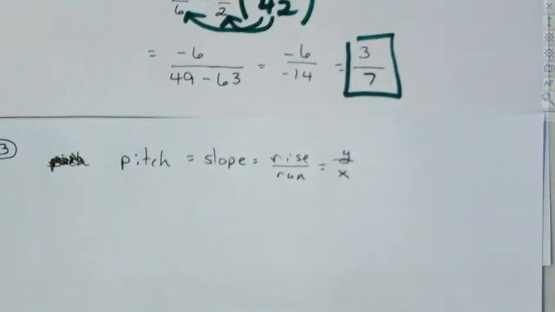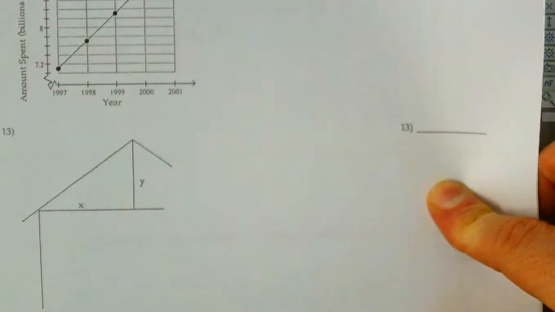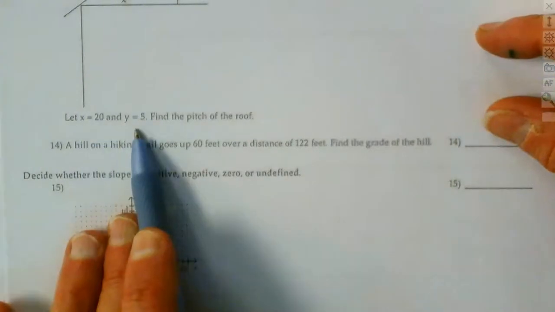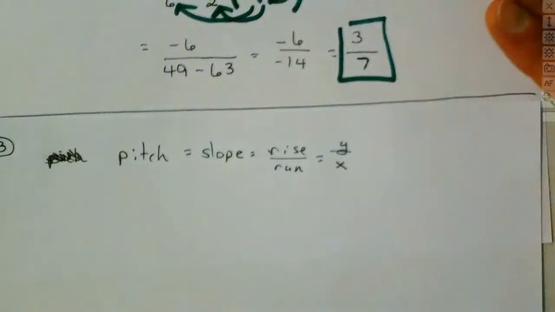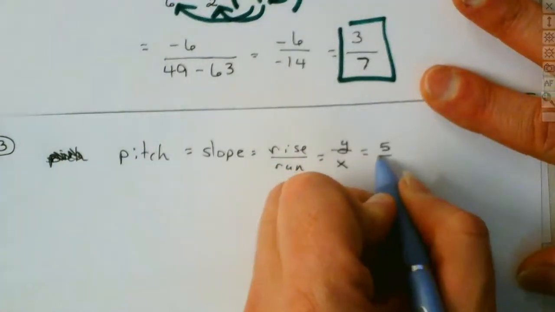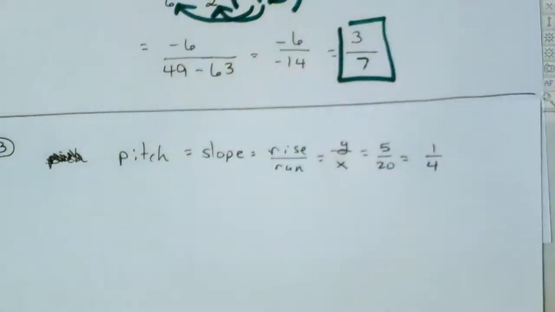Now, looking at your picture, they give you the values. And they say x is 20. Let me move it up so we can see. Right? It says x is 20 and y is 5. So we just simply plug our values in and we reduce. So that would be 5 over 20, and that reduces down to be a pitch of 1/4.